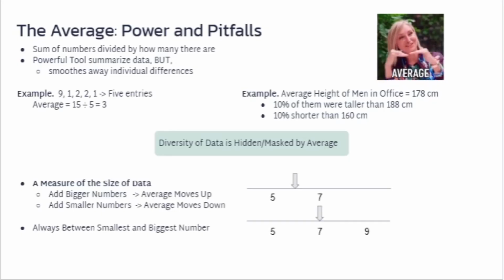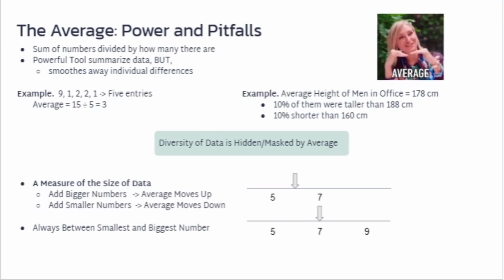So this diversity is hidden, or masked, by the averaging process. So this is about the average, which is a measure of the center of your data. When you have 2 numbers, the average is halfway between the 2 numbers. And if you add bigger numbers to your bunch of numbers, then the average moves up. If you add smaller numbers, your average moves down. So the average always lies somewhere between the smallest and the biggest number on your list.